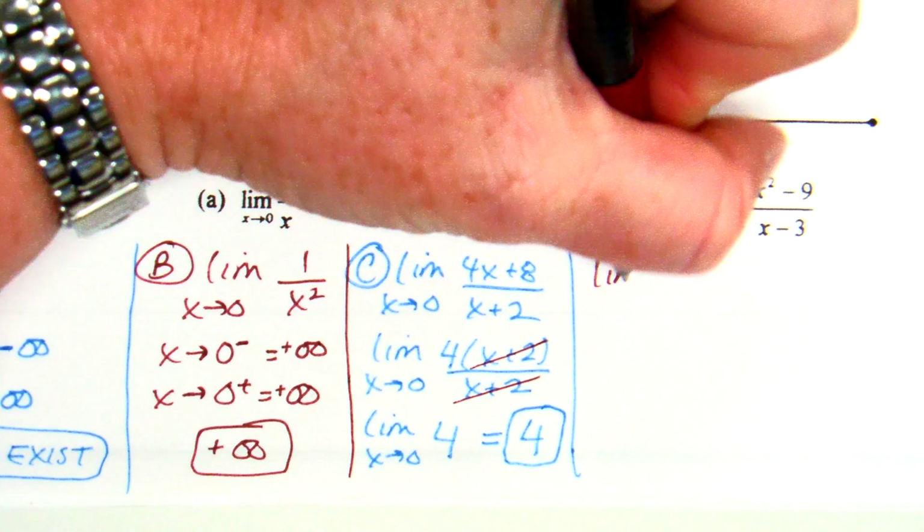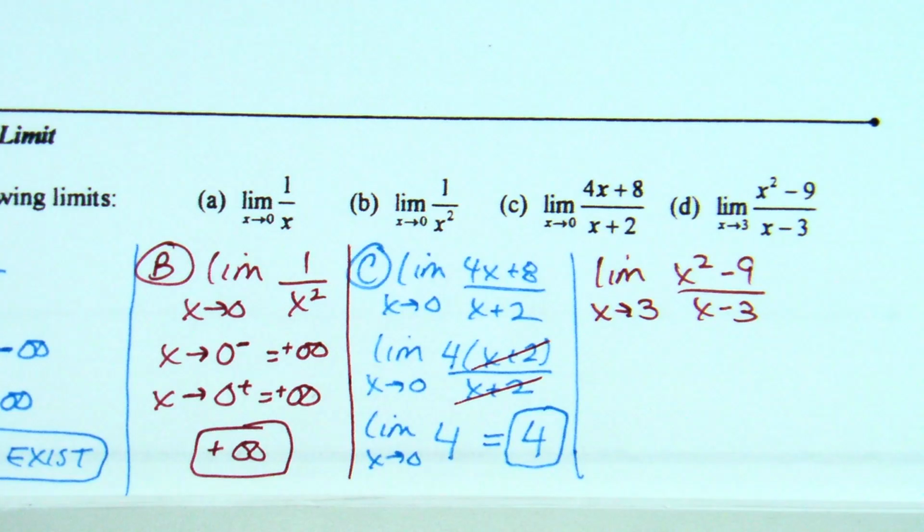Now, next one. Limit as x approaches 3 of x squared minus 9 over x minus 3. What do you notice? The top is a perfect square. Yeah. If I plug in 3, I'm at 0 over 0. And that's not okay. We don't have anything to do with 0 over 0. That's not an option.